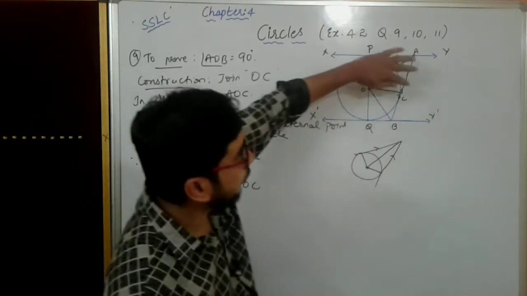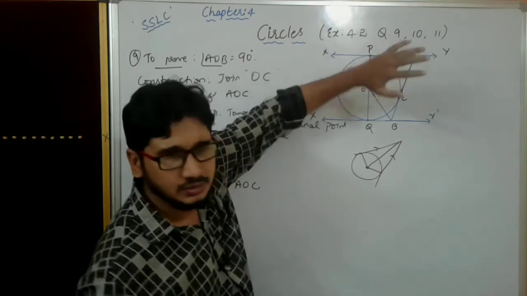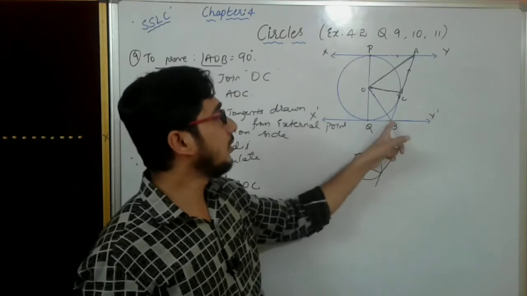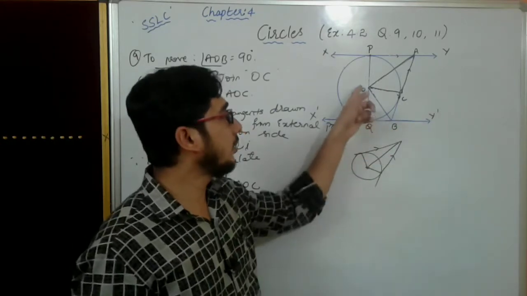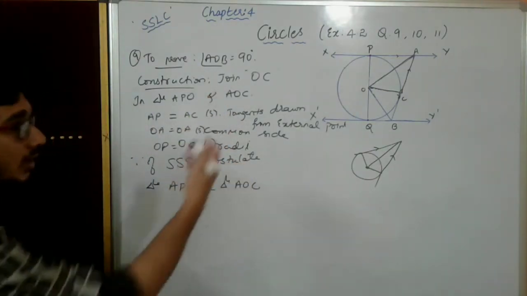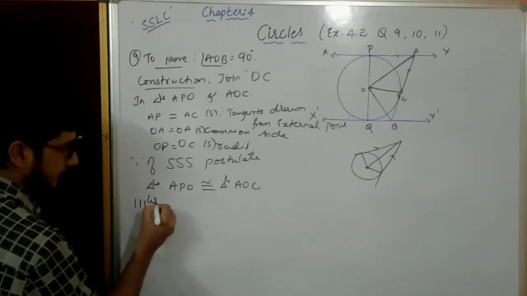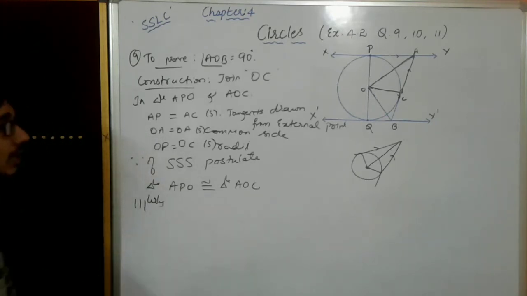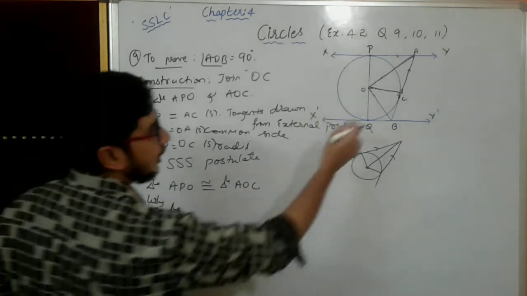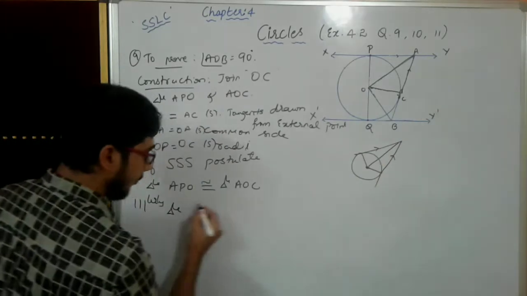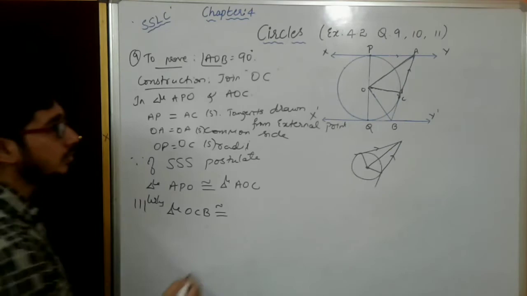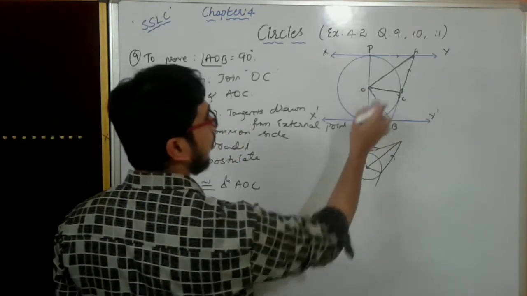If you see the down portion, these two triangles, same procedure. BQ is equal to BC, tangents, then OB is common, and again OQ and OC are radii. Whatever you wrote there, the same you have to write here. So I'll write directly. Similarly, triangle OCB is congruent to triangle OQB.